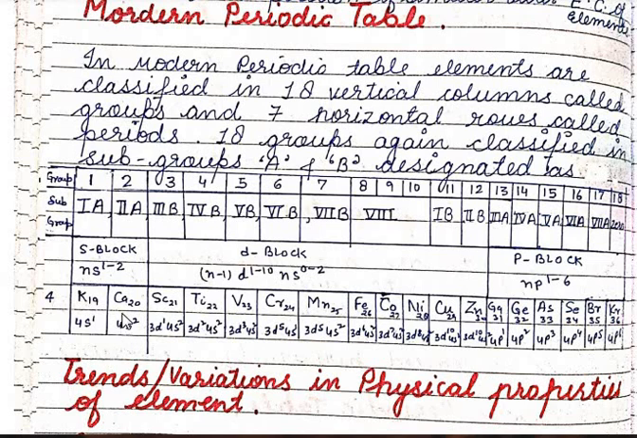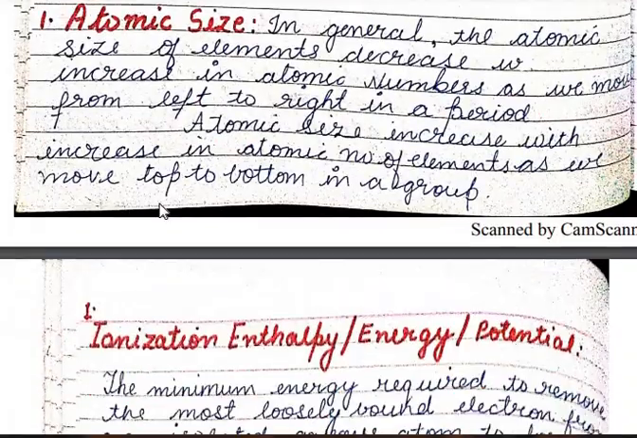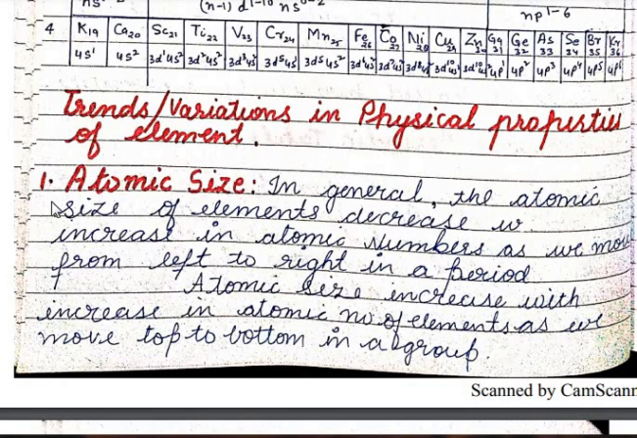Now we will discuss trends or variations in physical properties of elements. First, atomic size. In general, the atomic size of elements decreases with increase in atomic number as we move from left to right in a period. Means in a period from left to right, as the atomic number of elements increases, their size will decrease.